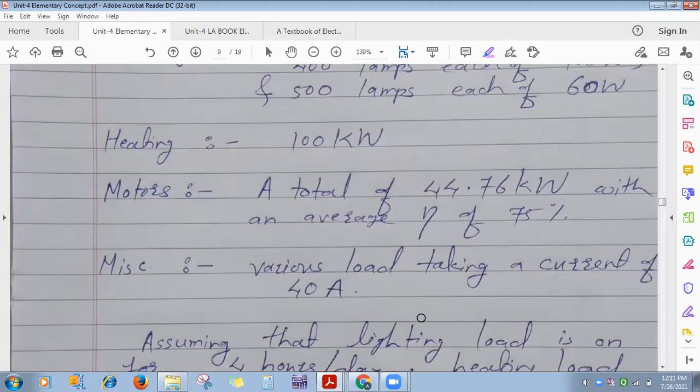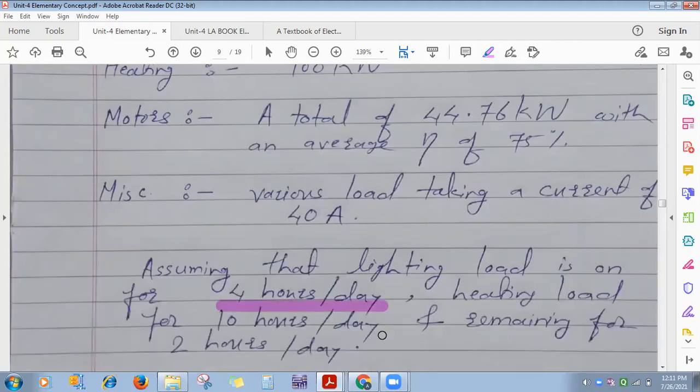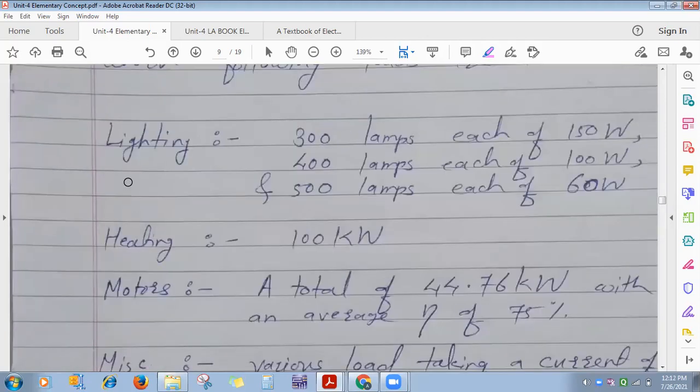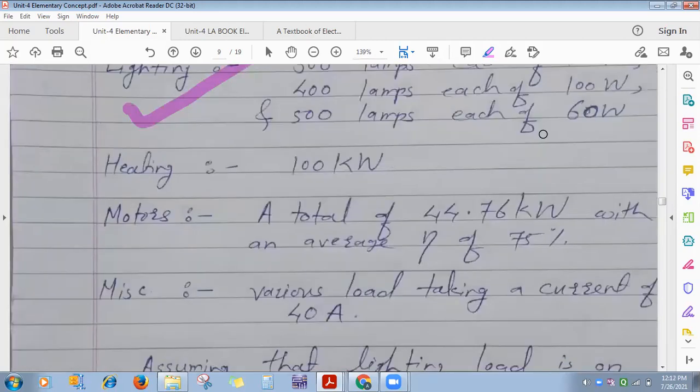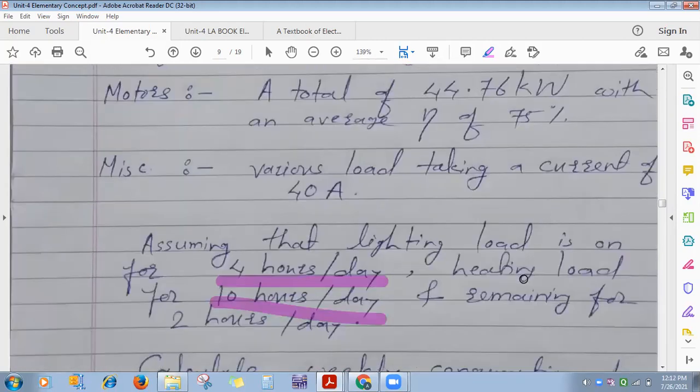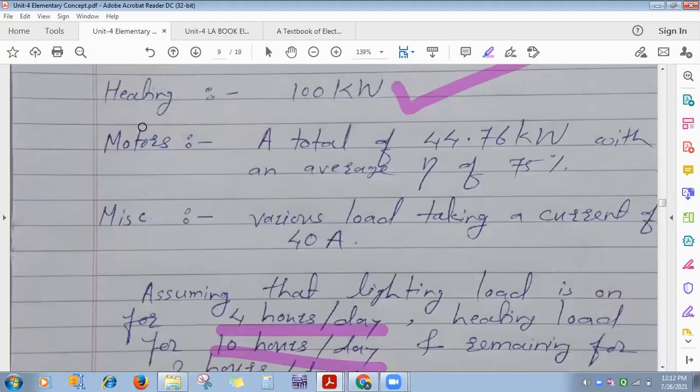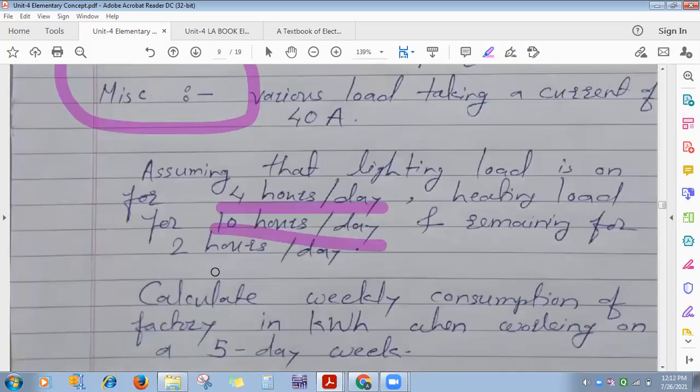Assuming that lighting load is on for 4 hours per day, heating load 10 hours and the rest for 2 hours. Lighting load, this one is on for 4 hours per day. This heater is on for 10 hours per day and the rest, motor and miscellaneous, is on for 2 hours per day. Okay, per day.